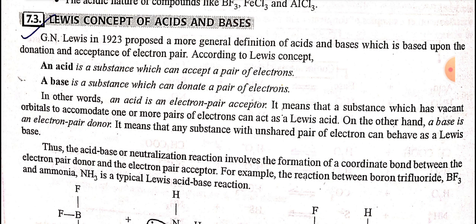It means that a substance which has vacant orbitals to accommodate one or more pairs of electrons can act as a Lewis acid. On the other hand, a base is an electron pair donor. It means that any substance with an unshared pair of electrons can behave as a Lewis base. Thus, the acid-base or neutralization reaction involves the formation of a coordinate bond between the electron pair donor and the electron pair acceptor. For example, the reaction between boron trifluoride and ammonia is a typical Lewis acid-base reaction.